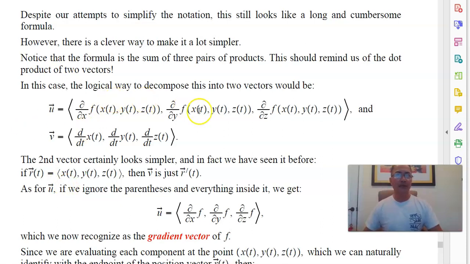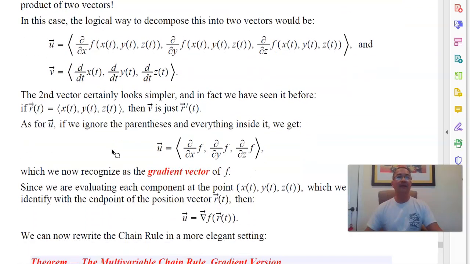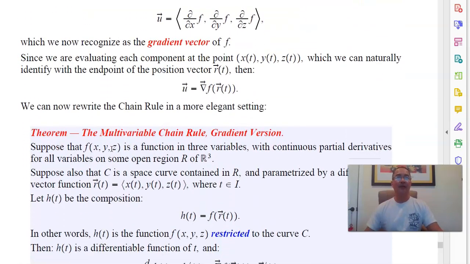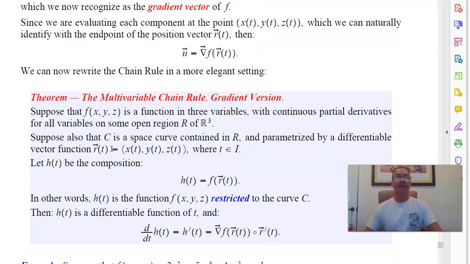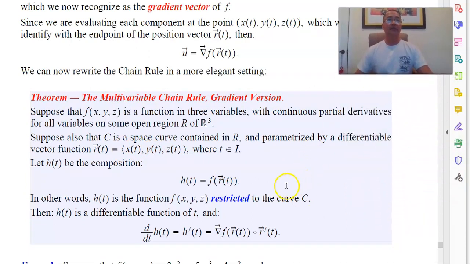Okay, what about these partial derivatives? I hope you remember 2 videos ago. You put the partial derivatives together in a single vector, you have what is called the gradient vector from 2 videos ago. So now the derivative that we're looking for is the dot product of these 2 vectors. Okay, so now we can therefore restate the multivariable chain rule in a much more elegant version.